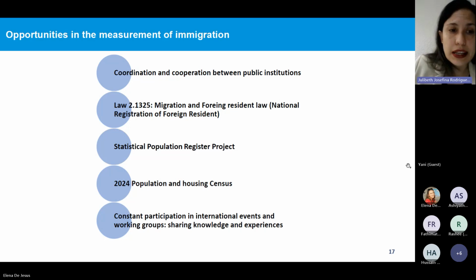And at the institutional level, we are developing a strategic project, which is the design of a statistical population registry by combining several administrative records. Also, next year, we're going to have our population and housing censuses, in which we hope to incorporate the nationality variable, because the 2017 census only asks for place of birth.